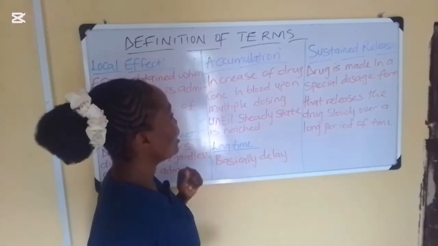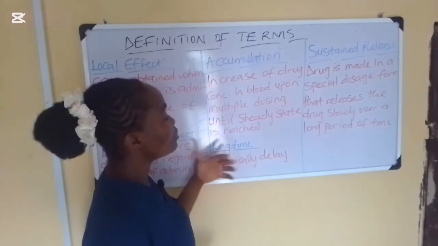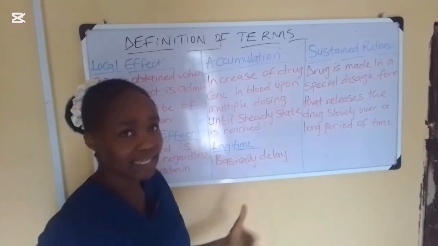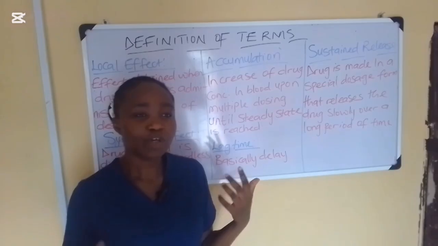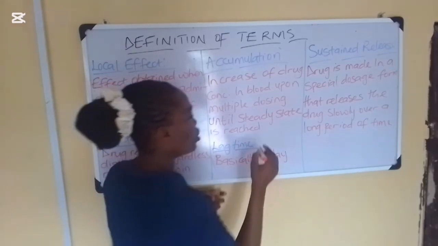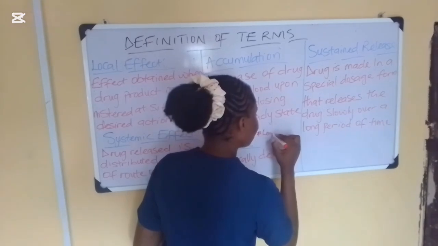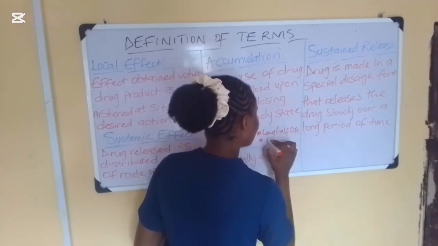What is drug accumulation? I wrote down here that it is the increase of drug concentration in blood upon multiple dosing until a steady state is reached. When I think of accumulation, most of the time I think of drugs with long half-life. Now, we have two kinds of drugs. We have drugs with long half-life and drugs with short half-life.